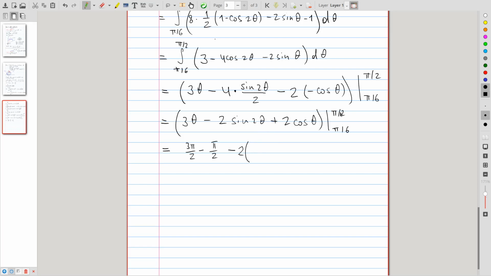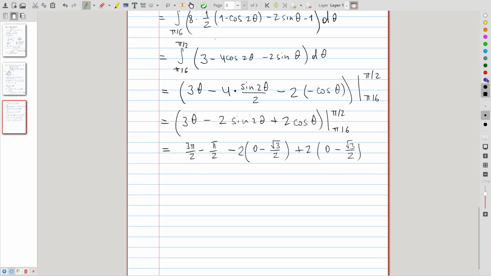So I'll have sine of pi, which is 0, minus sine of pi over 3. So that gives me 0 minus sine of pi over 3, so that's root 3 over 2. And finally, I'll have plus 2, then I'll evaluate the difference for cosine theta. For cosine theta at pi over 2 I have 0, then I'll subtract cosine of pi over 6, which is again root 3 over 2.